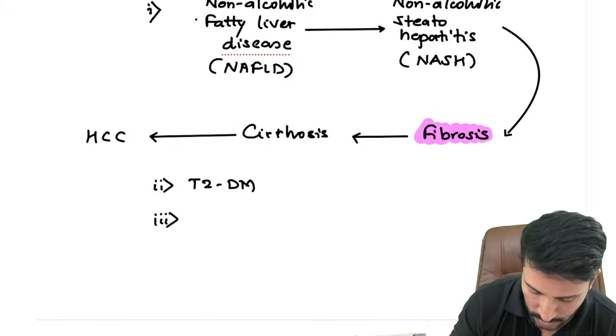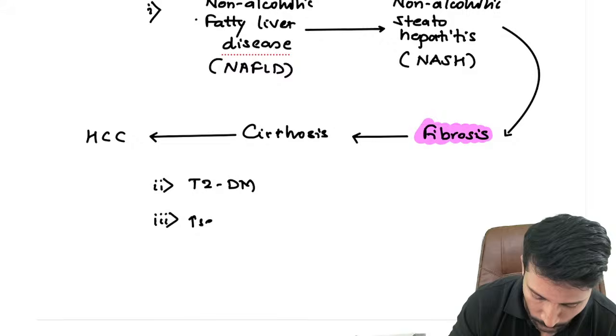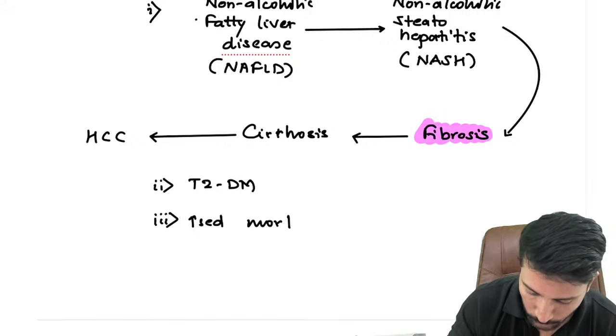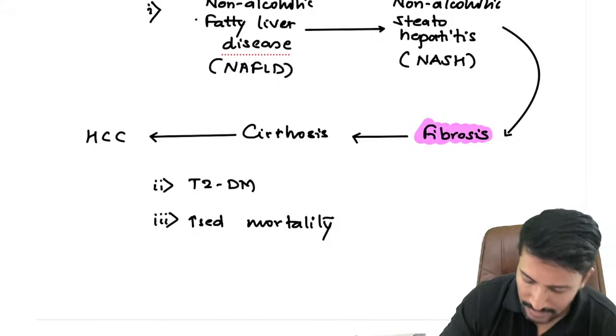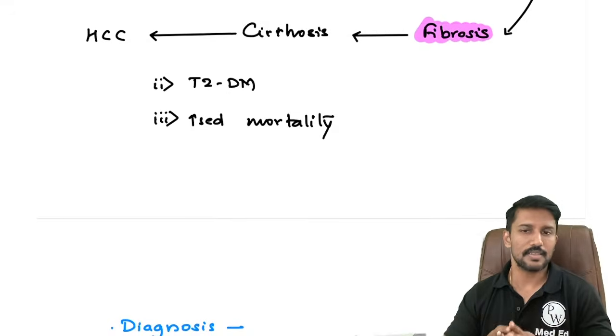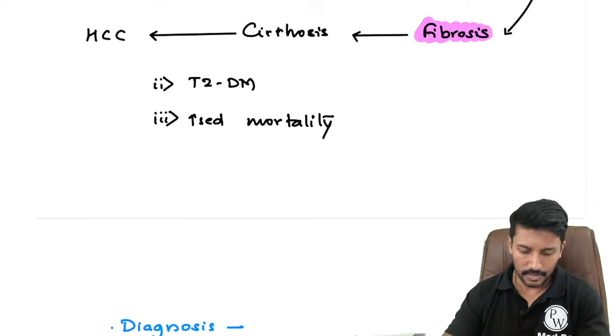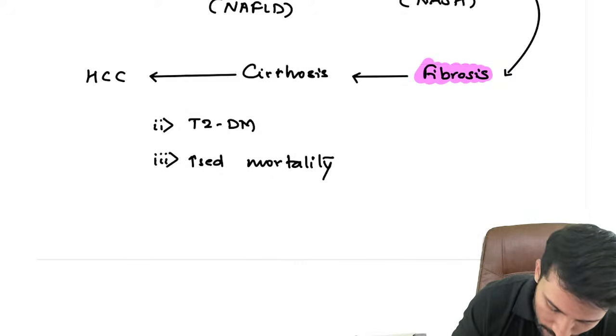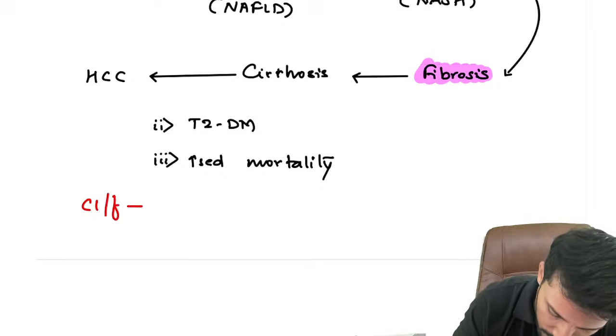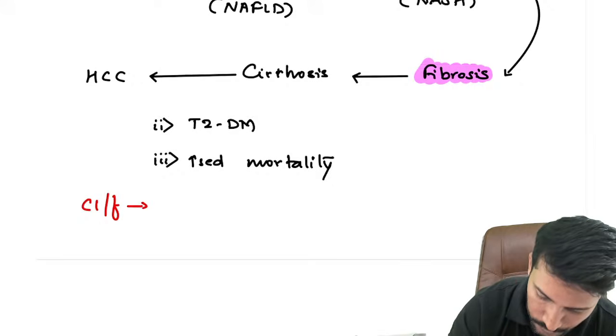Then it is also associated with increased risk of mortality. So that means non-alcoholic fatty liver disease is not a benign entity. It definitely carries adverse outcomes, right? So what clinical features do I expect these patients to present with?